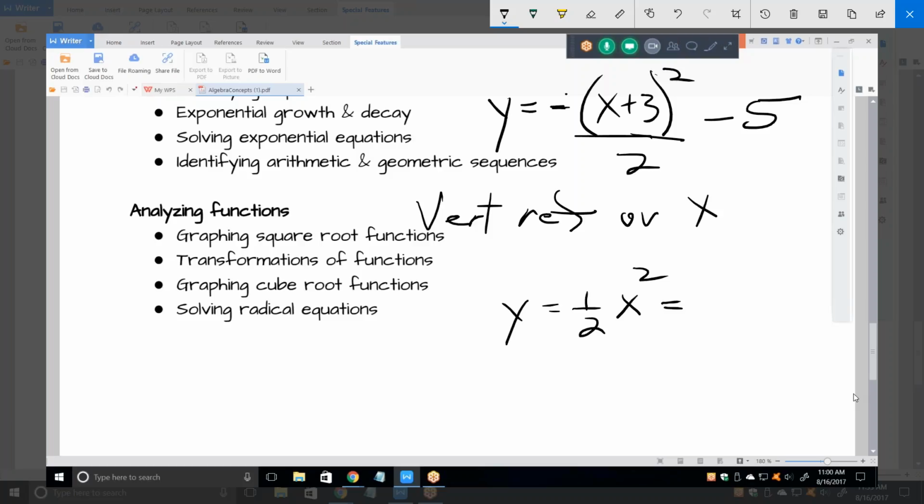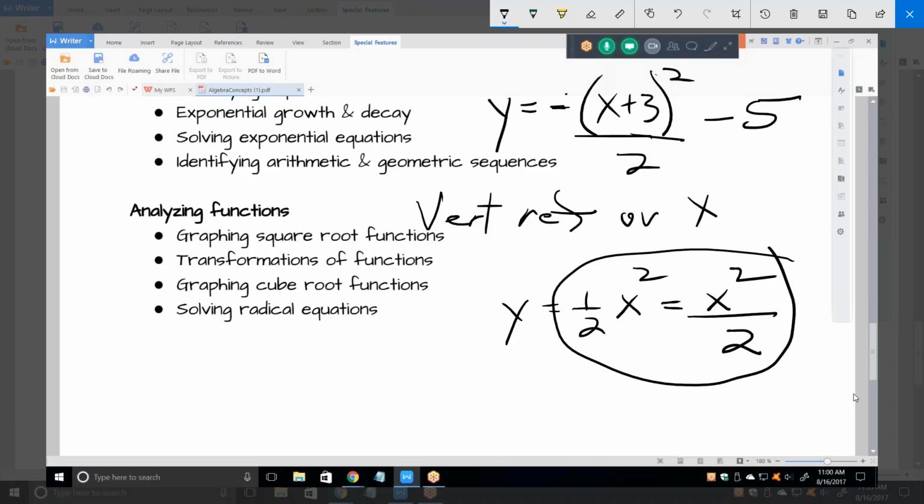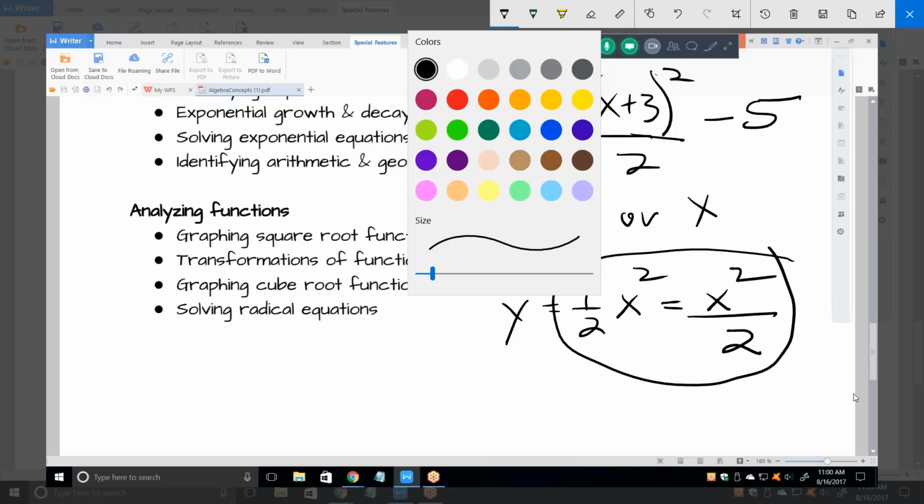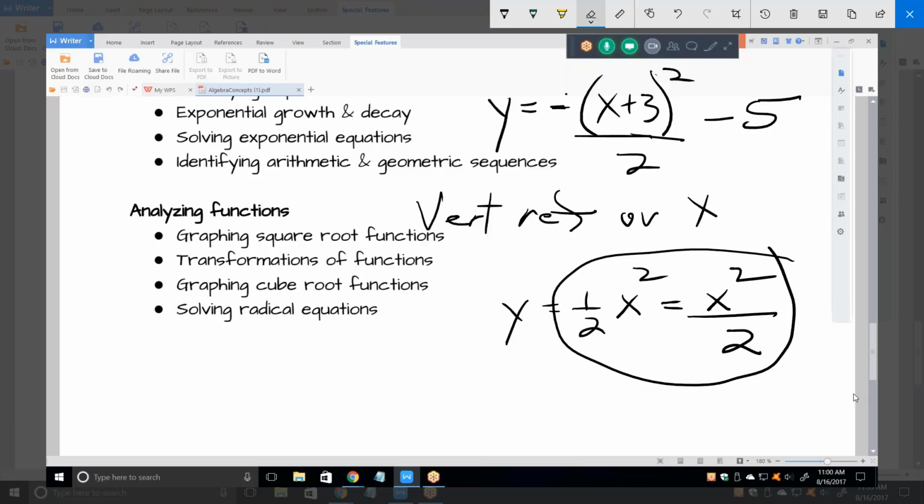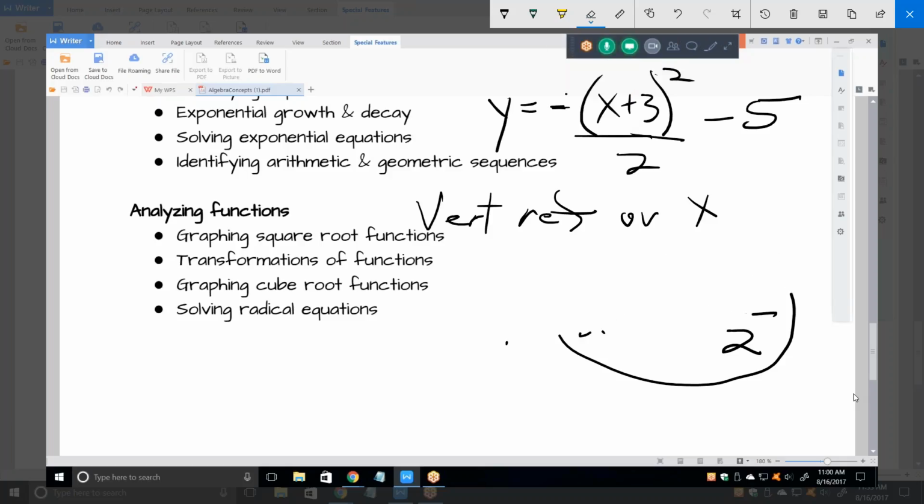Let me just be a little clearer here. Those are equal. These two things. When you're dividing by 2, it's the same as multiplying by 1/2. Okay? So, a multiplier by 1/2 is what? It's a vertical stretch? Shrink. Shrink? Okay.